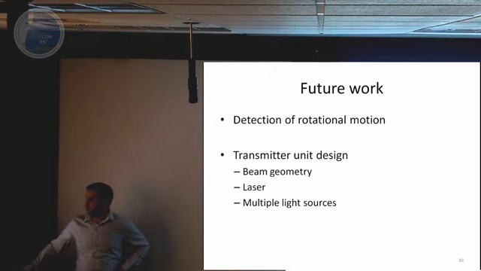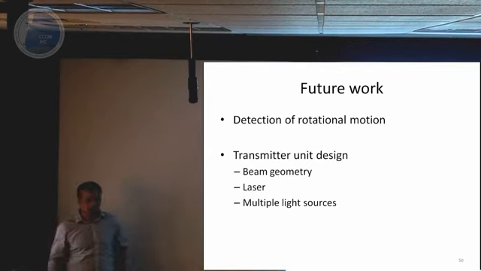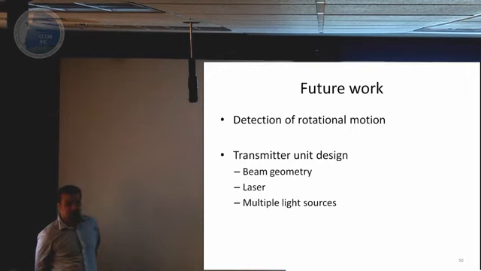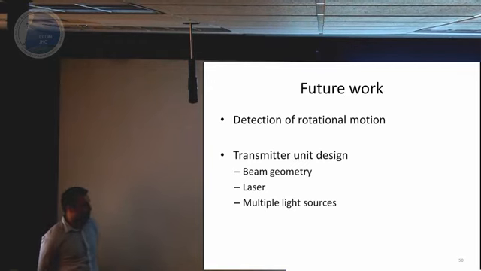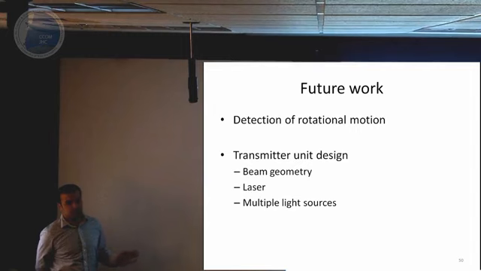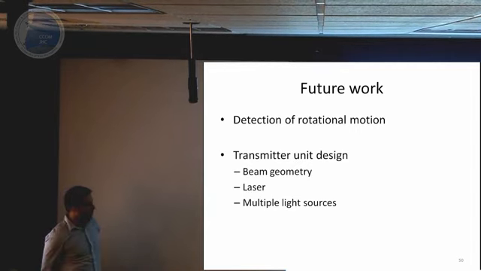So for future work, detection of rotational motion, like Val's question, has to be done experimentally. Our work only consists of translational motions in 3 dimensions. So we will expand this to rotational motion, how the light intensity looks when we have controlled experiments. And also transmitter unit design is future work.